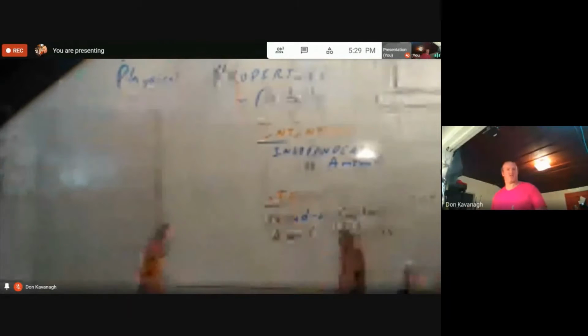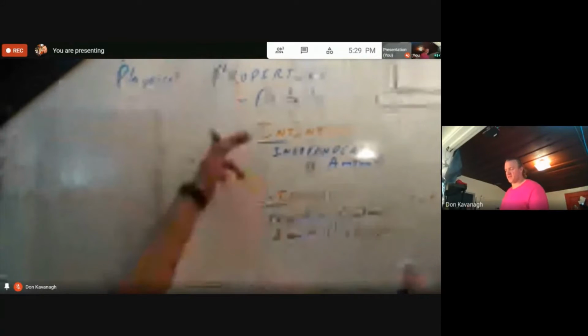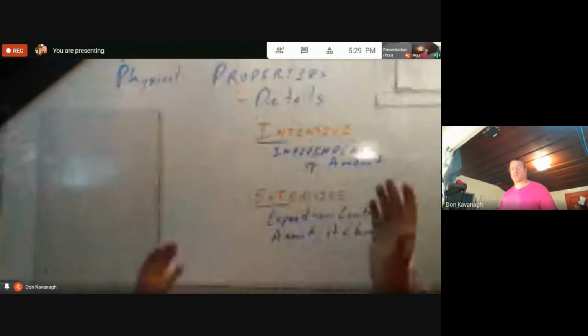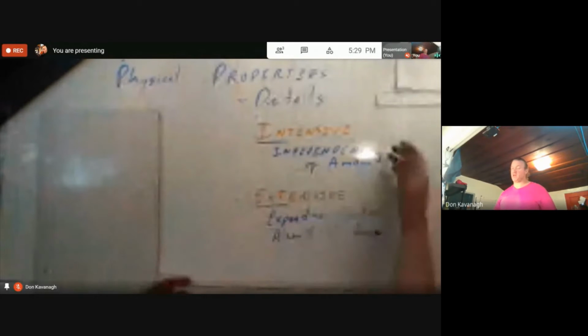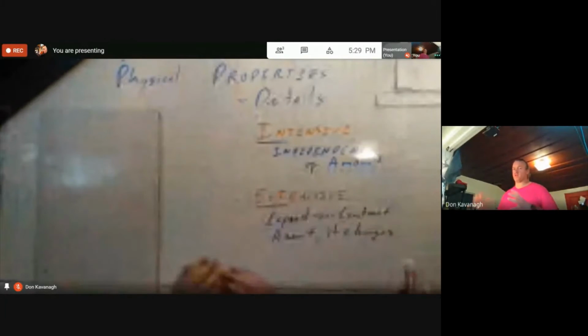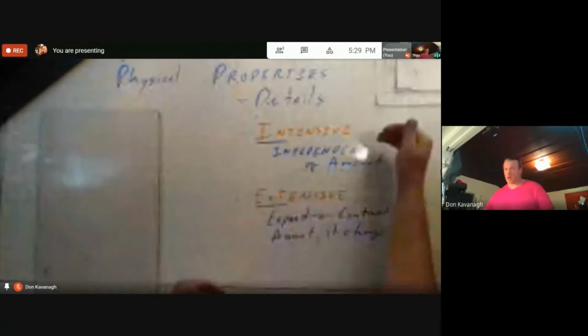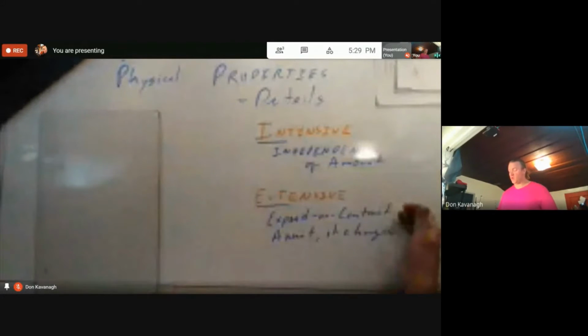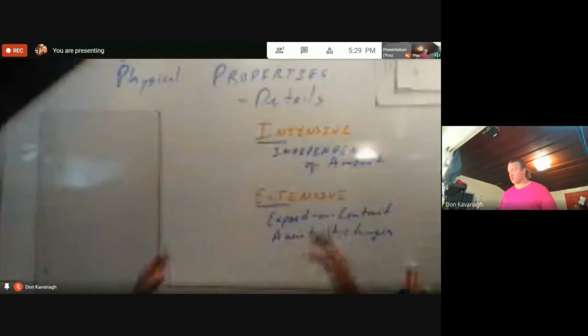Some details about the physical properties, intensive and extensive. Recall that intensive properties are physical properties that are independent of the amount of substance that you have. Whether you have a lot of it or a little bit of it, the value of that number does not change. An extensive property will get larger or smaller depending on the amount you have.